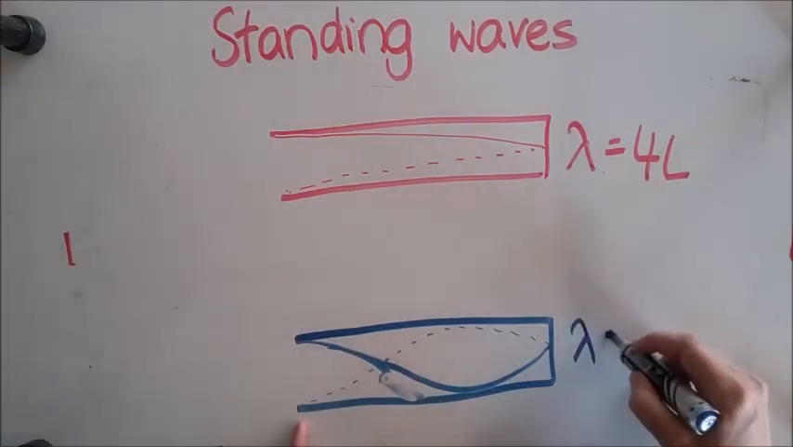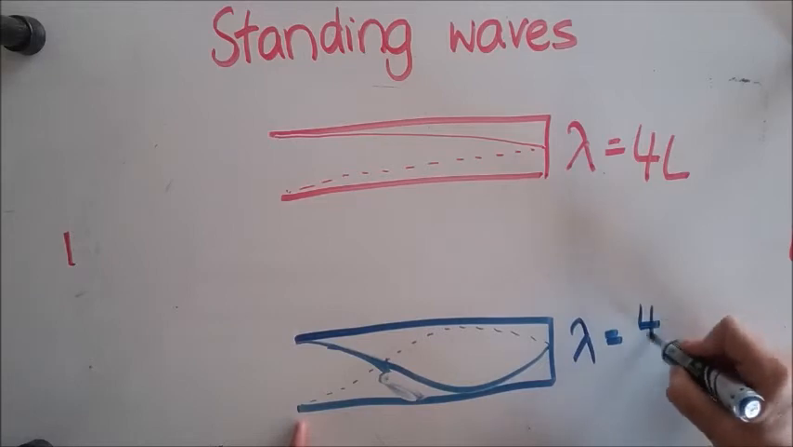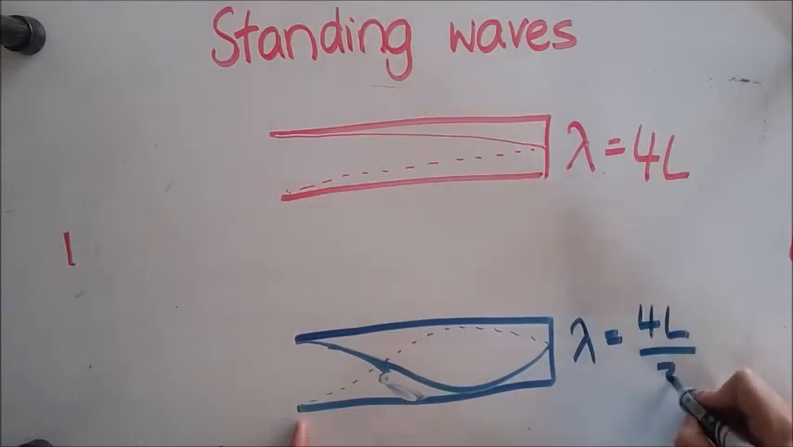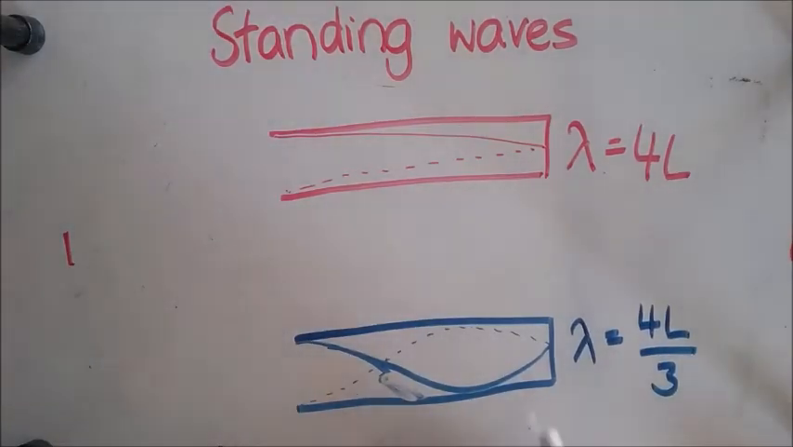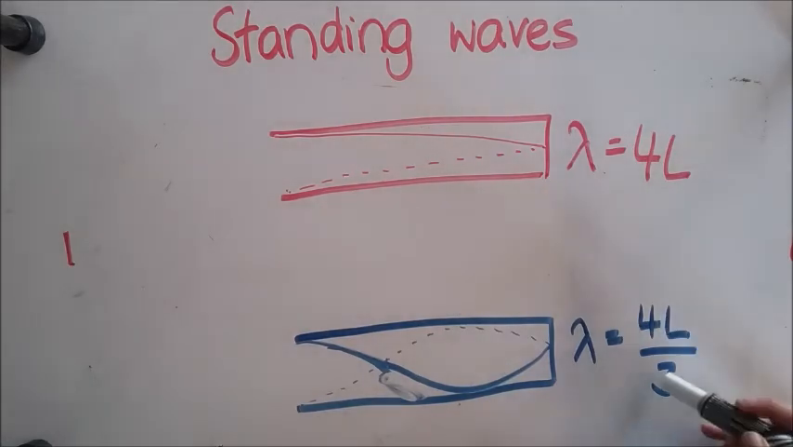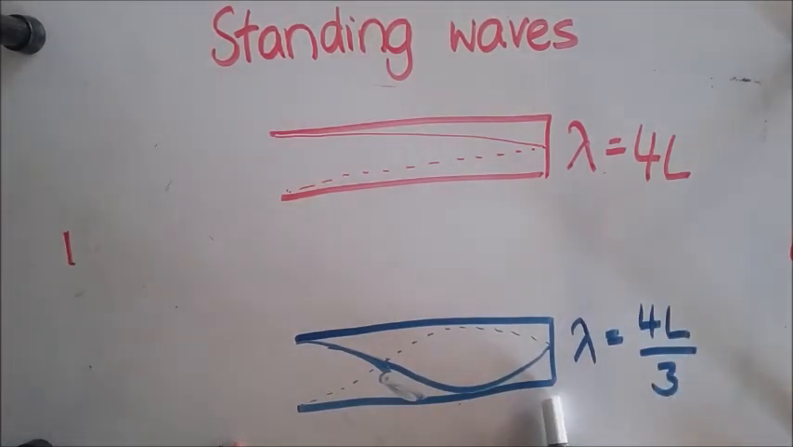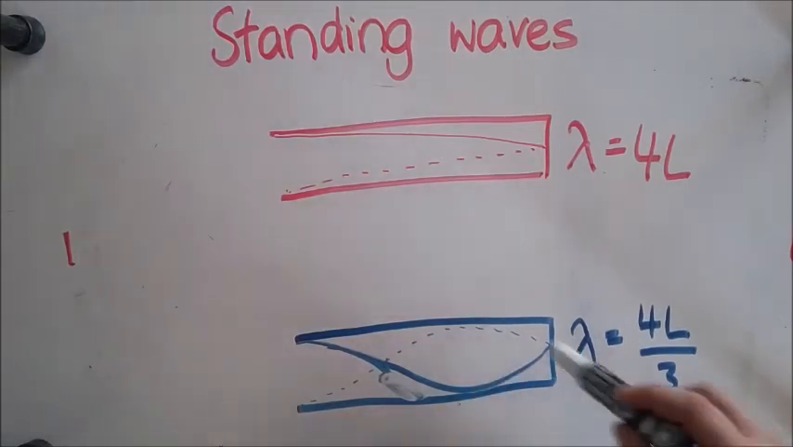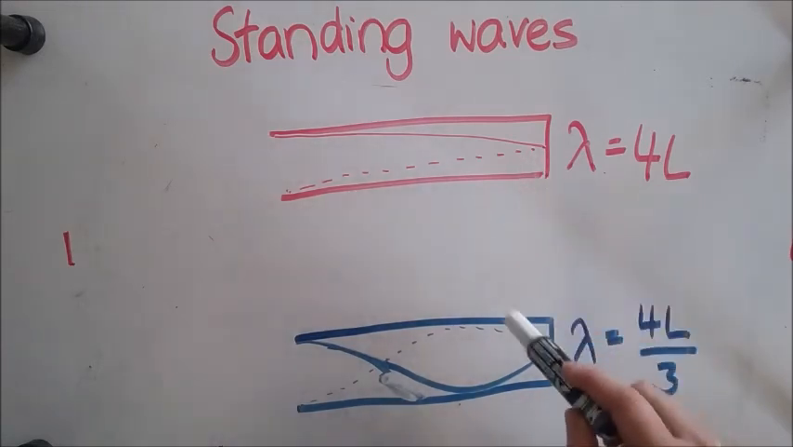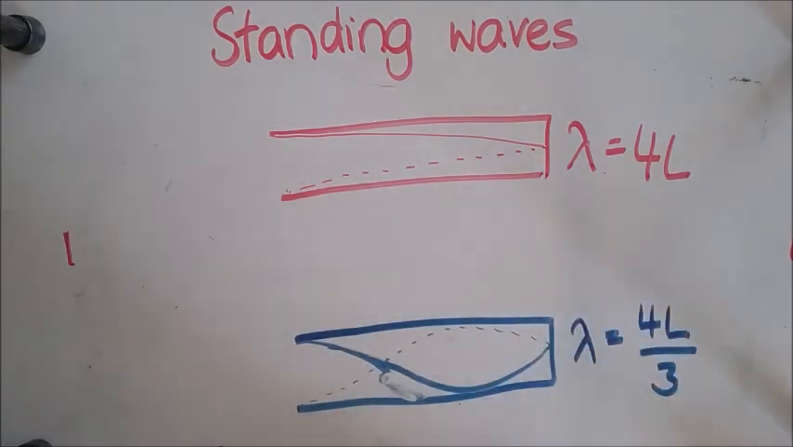And we would write that, because it's 3/4 of a wavelength, which means one wavelength is going to be 4/3 the length of the pipe. So that's a third harmonic. For closed pipes, only the odd numbered harmonics turn up, for reasons. If you're interested in learning more about this, we can talk about it in class.